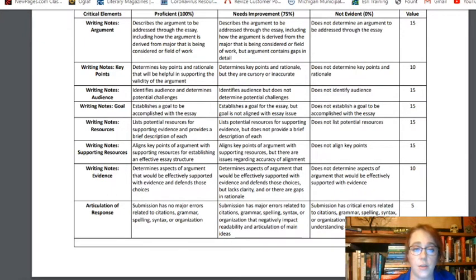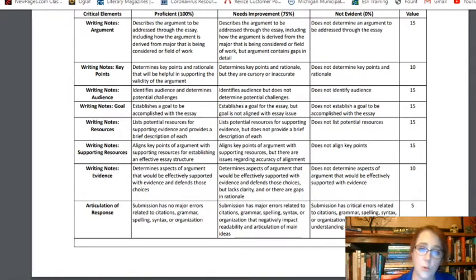The audience critical element. Do you identify who your audience is and determine some potential challenges in reaching them? For your goal, do you establish a goal to be accomplished with this essay? That one's pretty straightforward. Awesome. Writing notes, resources. That's our next critical element. Do you list potential resources for supporting evidence and do you provide a brief description of each?